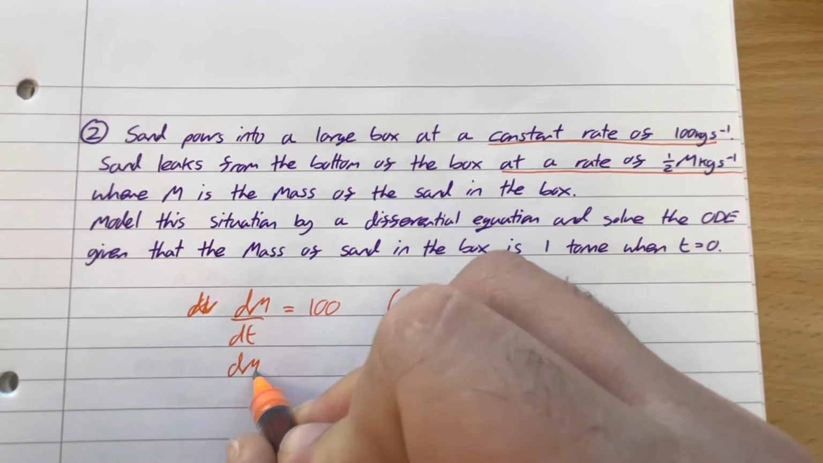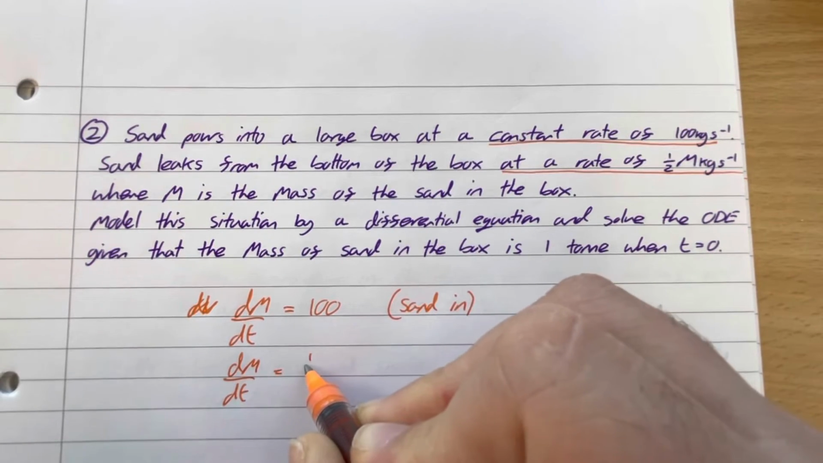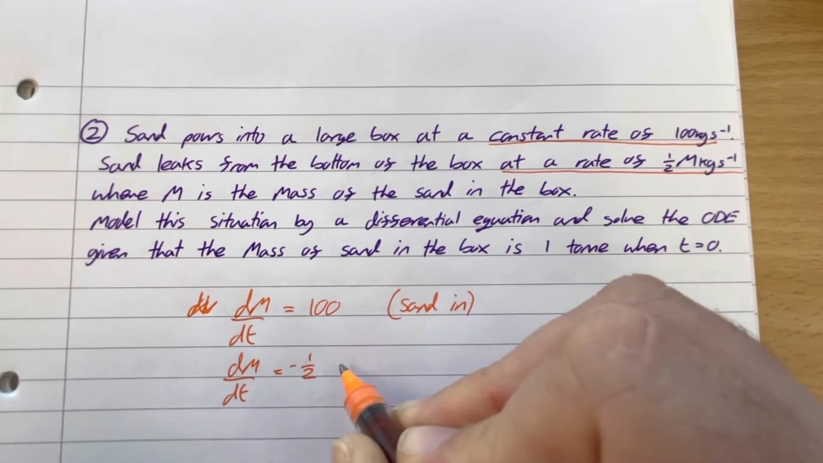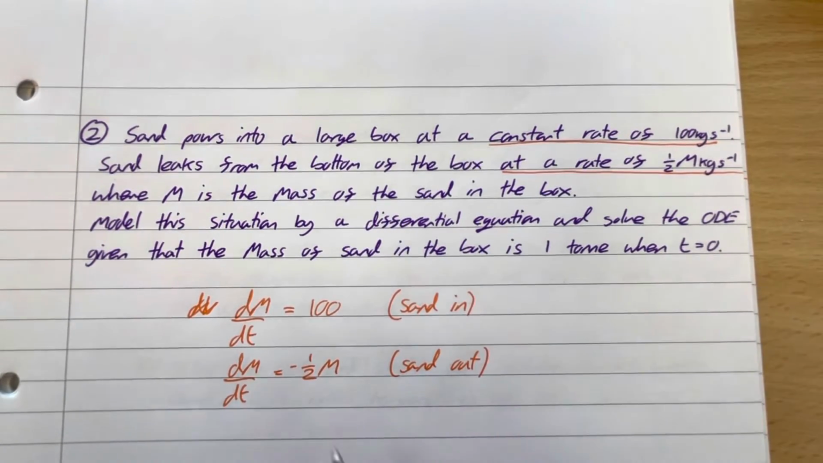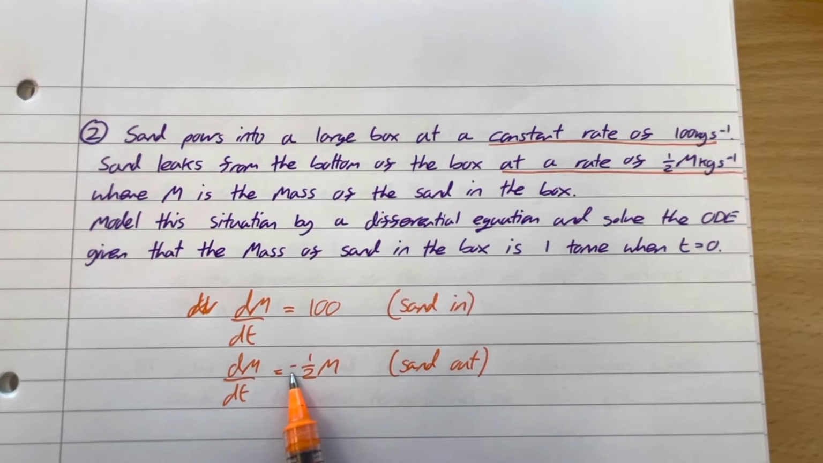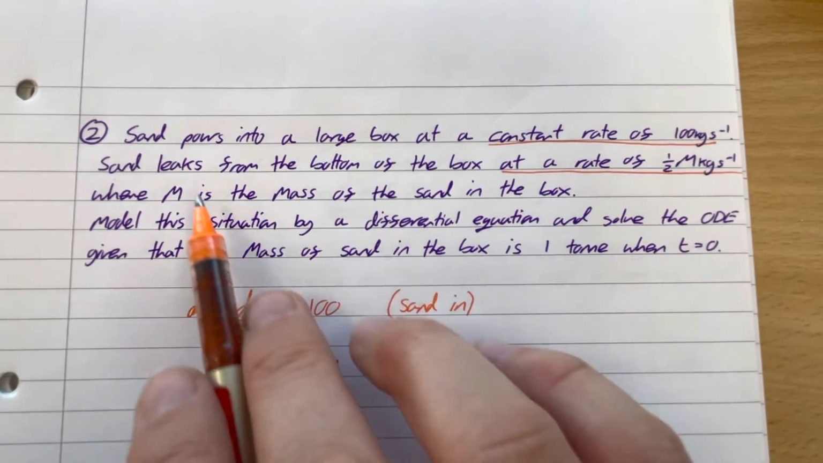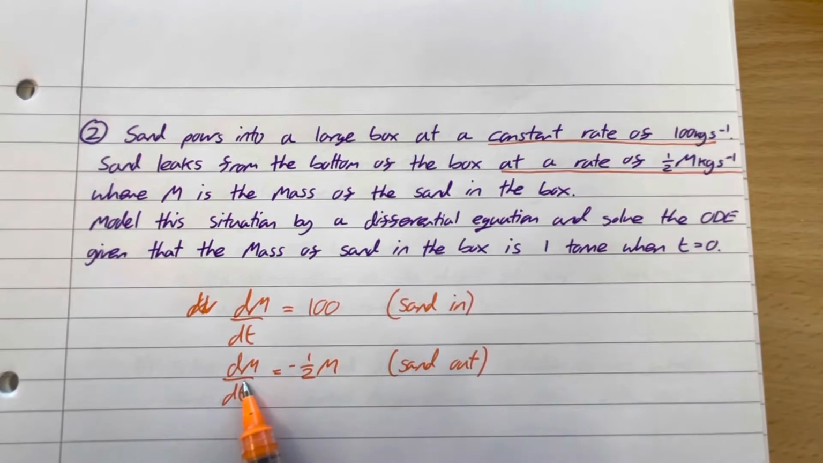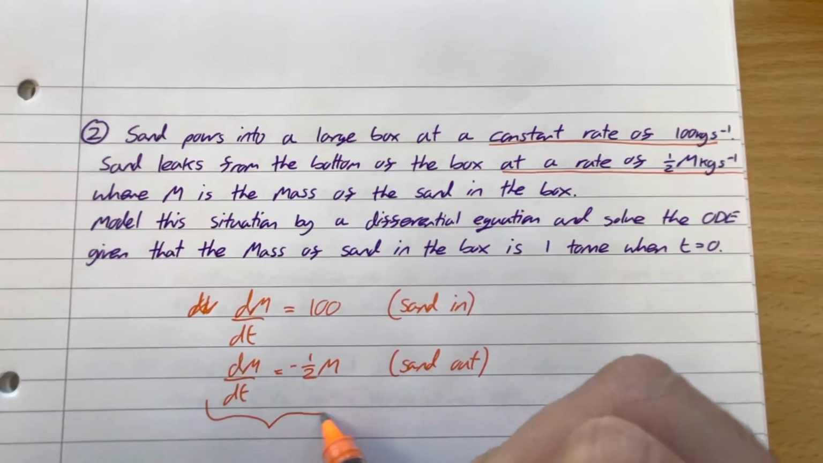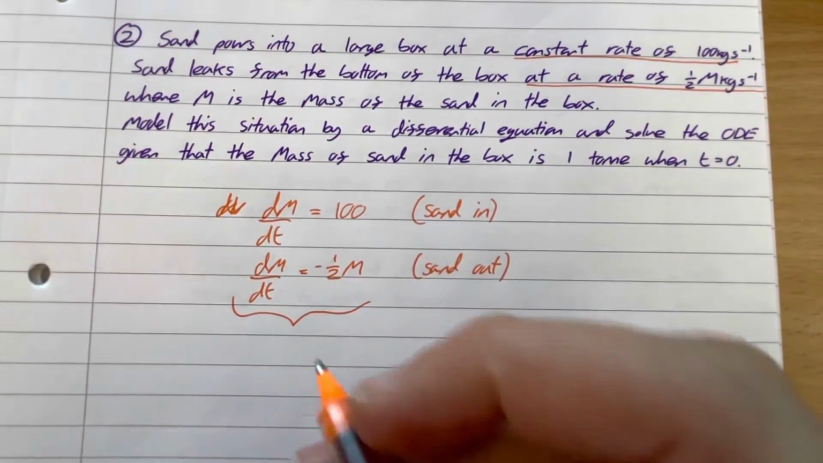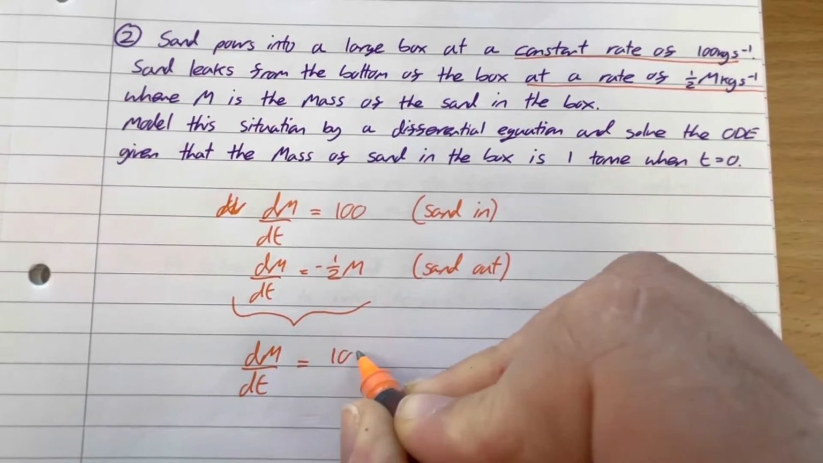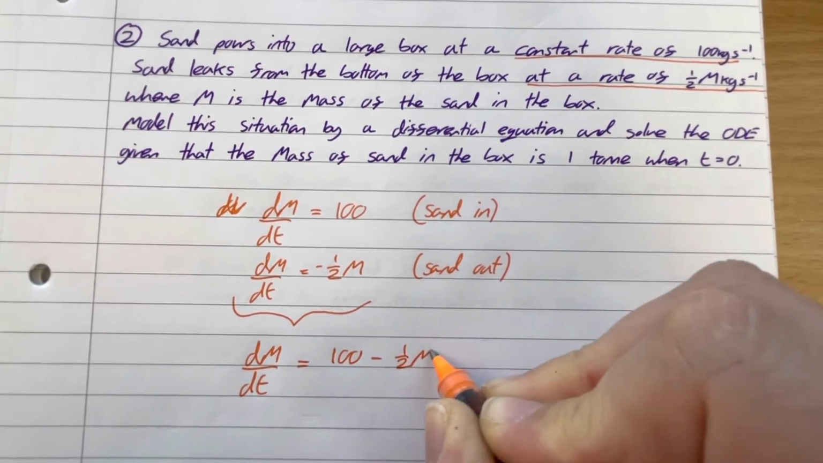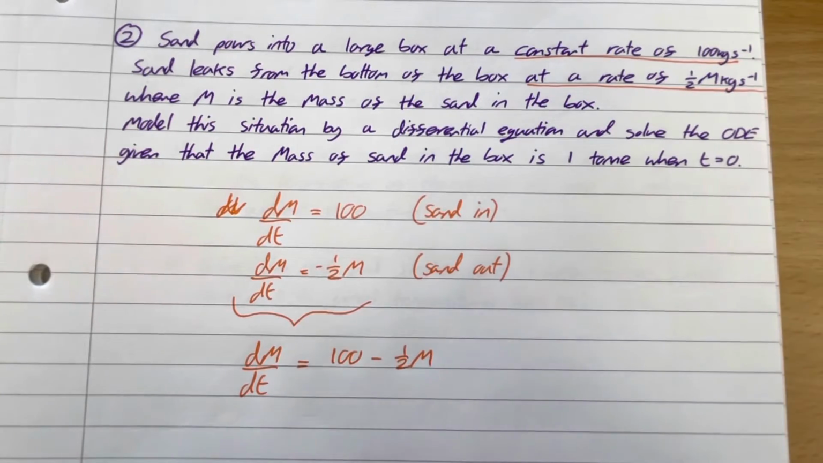But you've also got dm by dt equals minus a half m, which is sand out. And it's minus a half m because it is leaking from the box. So the rate of change of mass is decreasing. These two combine, they're happening at the same time. So together we have the rate of change of mass of sand in the box is 100 minus a half m. Okay, so that is the model.